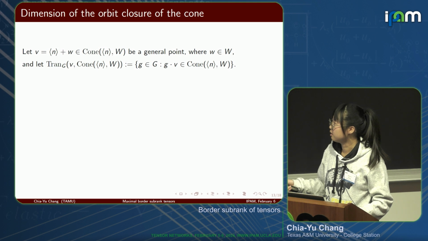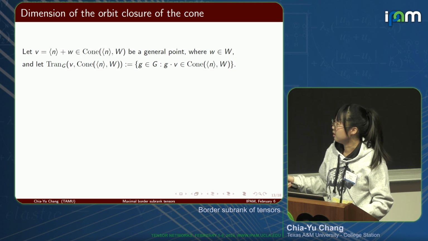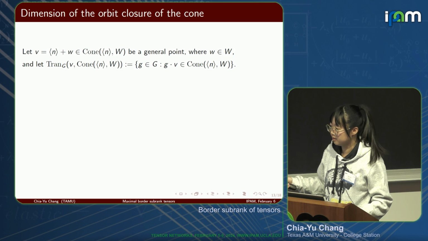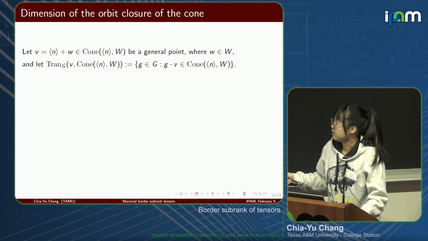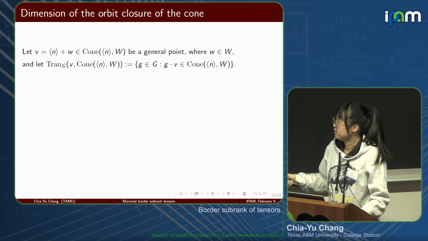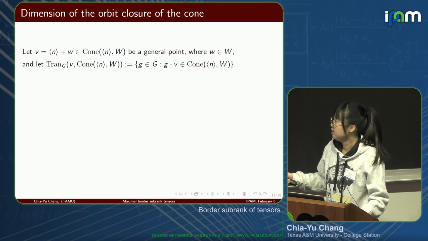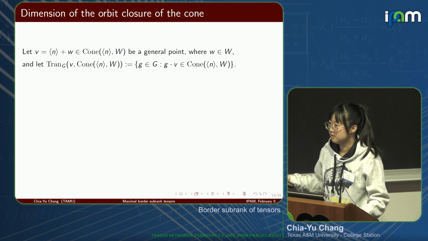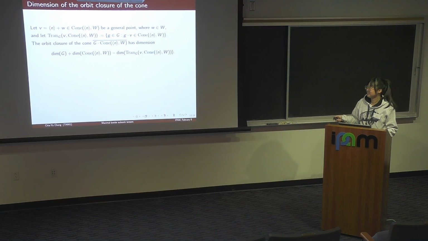this set be a transporter, which is defined as the subset of the group G such that g acting on this general point V also lies in the comb. The orbit closure of this comb now has dimension equal to the dimension of G plus the dimension of the comb minus the dimension of the transporter.